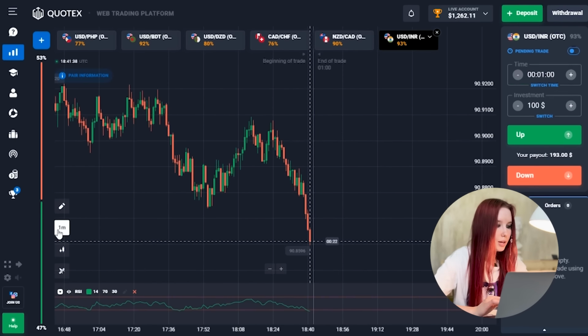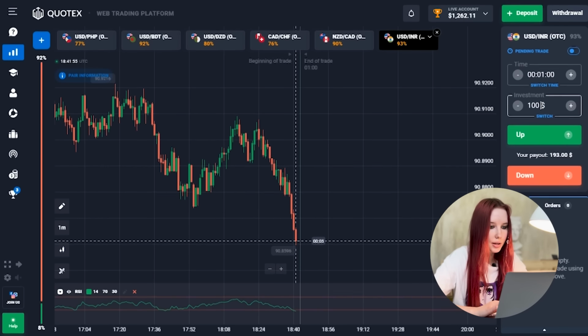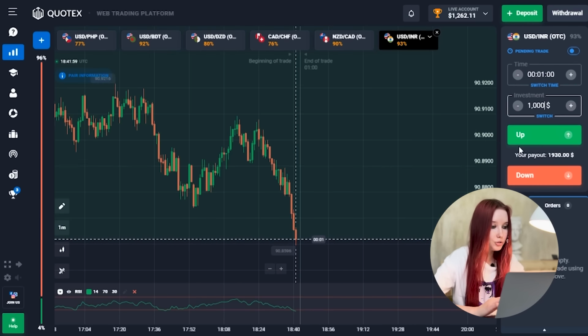Okay, let's move on to the higher time frame. There we can see a different situation. There's a strong bearish movement. I think that the downtrend movement will continue, so I open a trade.